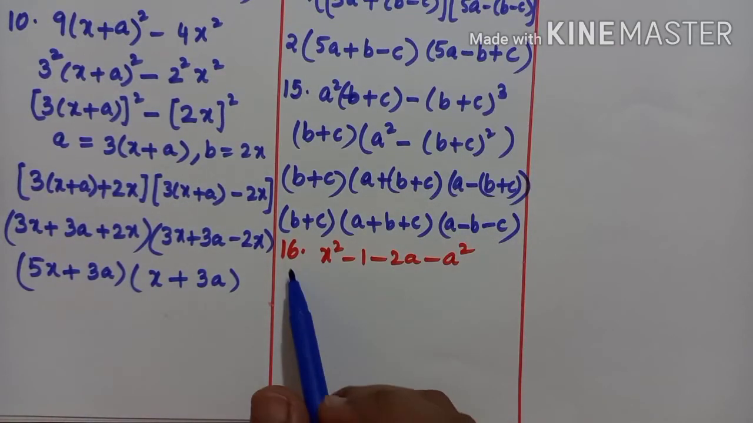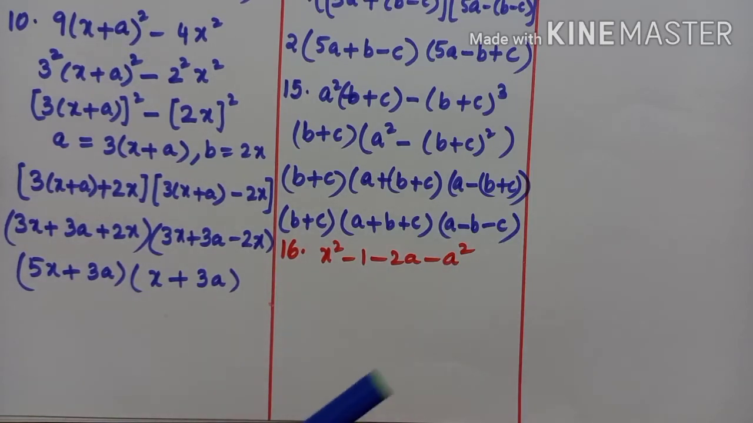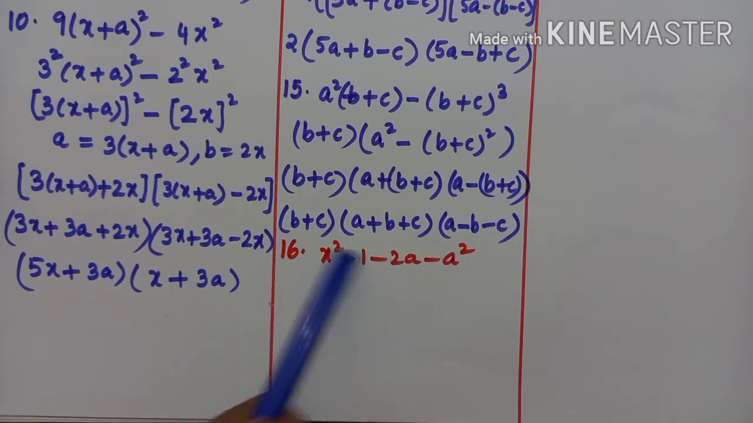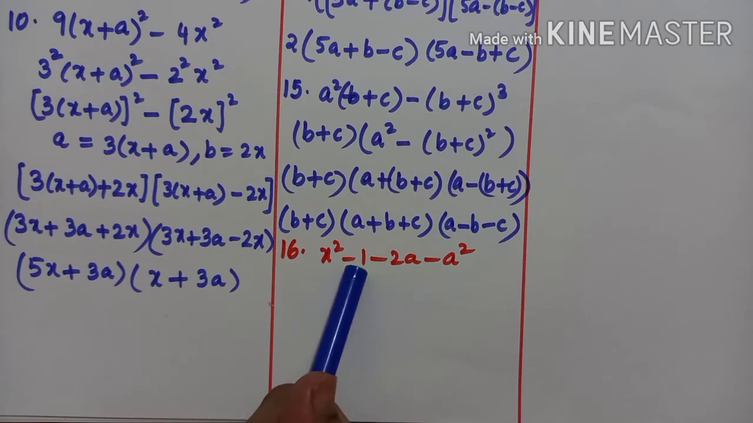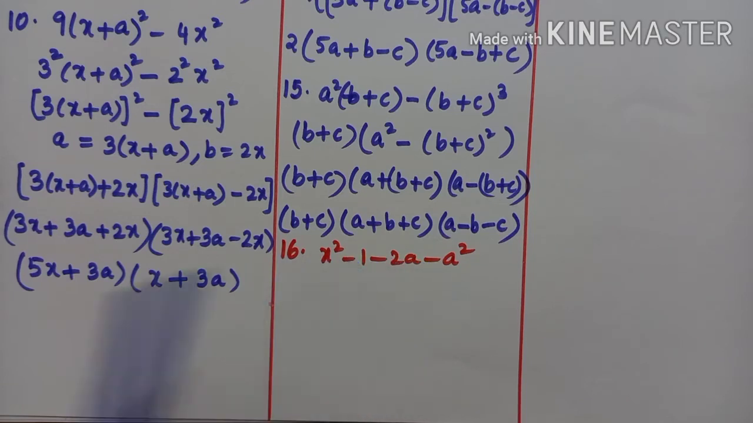Now the next question is the 16th one: x square minus 1 minus 2a minus a square. So what can you do over here? Here it's nothing but x square, and here a square is there, and in between this one. Can you take two expressions common? Just by looking at these three terms, can you identify which expansion it can be? A square minus 2a minus 1, if all will become plus, then it can be the formula a plus 1 whole square or 1 plus a whole square.